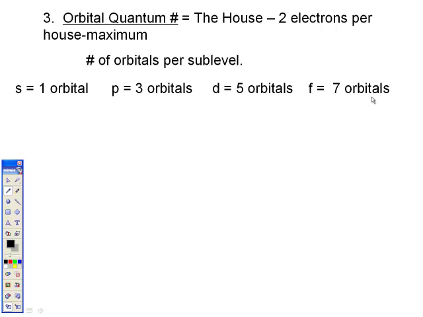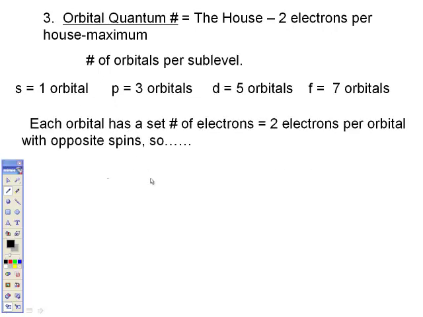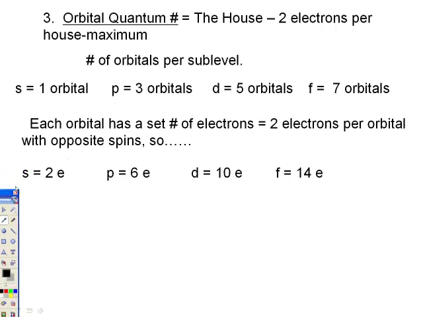Now that's just random. That's just what we know. You're just going to have to trust me on that. That's what it is. S holds 1, P holds 3, D holds 5, F holds 7. And remember, these are like electron houses. 1 electron house. So if we know 1 house holds 2 electrons at the most, we can also figure out how many electrons can be held in each shape. So for the S orbital, you can hold 2 electrons max, 1 times 2.